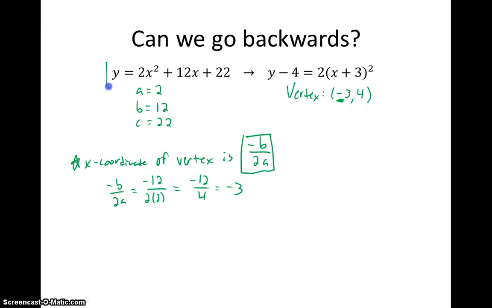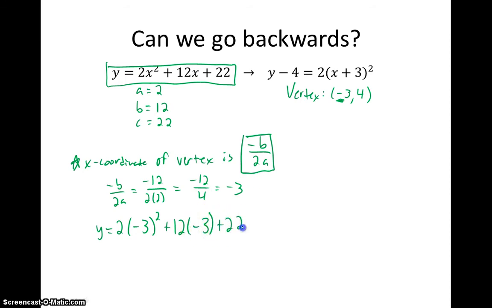Well, look at this formula that we have. If I know the x-coordinate, remember this is the x-coordinate of the vertex, then I can find the y-coordinate by just plugging it in for x. So then y is going to be 2 times our x-coordinate, negative 3 squared, plus 12 times our x-coordinate, which is negative 3, plus 22.